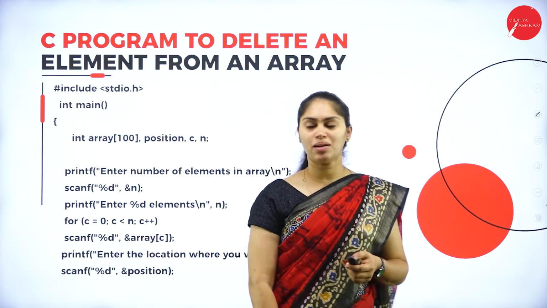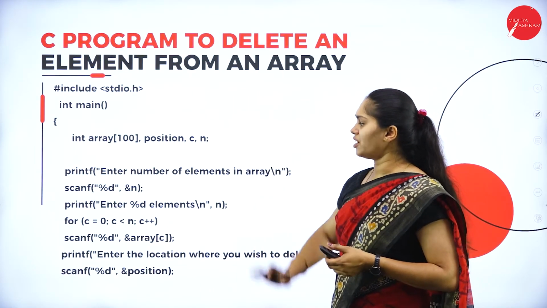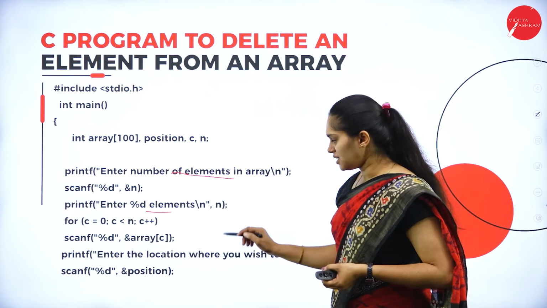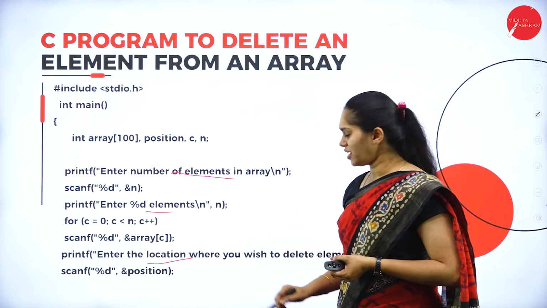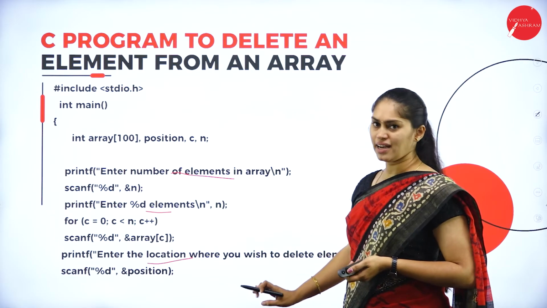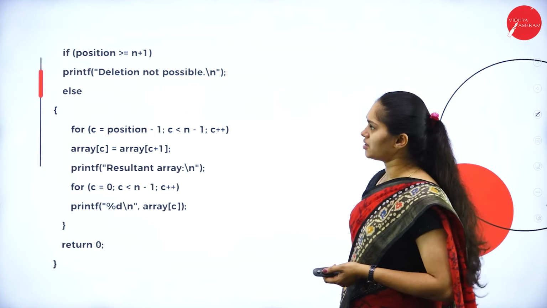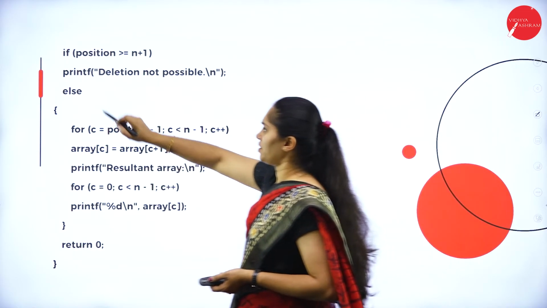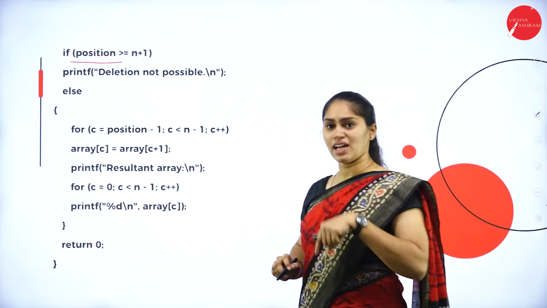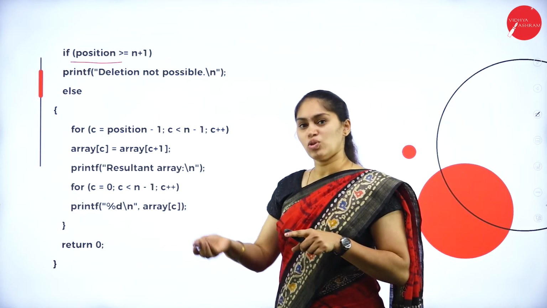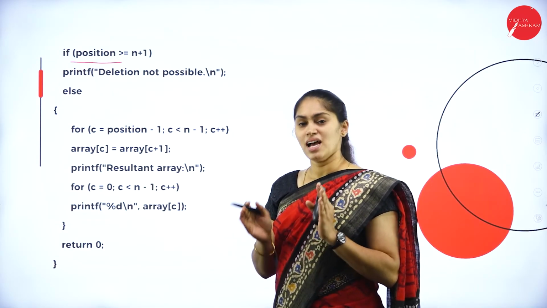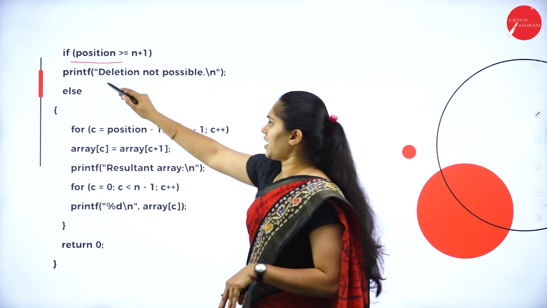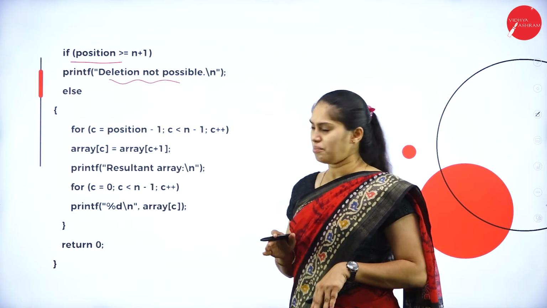So here also I have given a program for that. You can refer to it, where we enter the number of elements and then enter those elements. Then we need to specify the location where you wanted to delete. After specifying the position, by using this for loop, that element is going to be deleted. But here we have an if condition. If I am trying to delete an element which is above the range, I have only 5 elements, but if I wanted to delete the 6th element, that is not going to happen. Then we have to say that deletion is not possible.